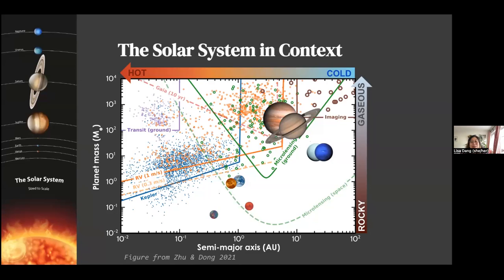And so here, what I'm showing is a figure of the demographics of all known planets that we know today. The x-axis is the semi-major axis of the orbit of the planet, and the y-axis is the mass of the planet. You can see all of these planets represented in the back, and they're color-coded by their detection methods.